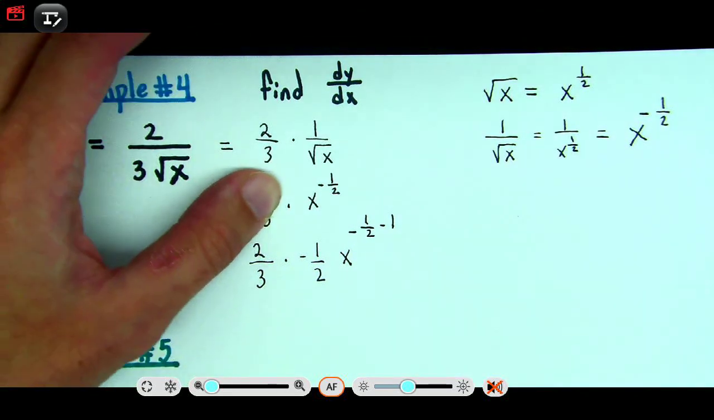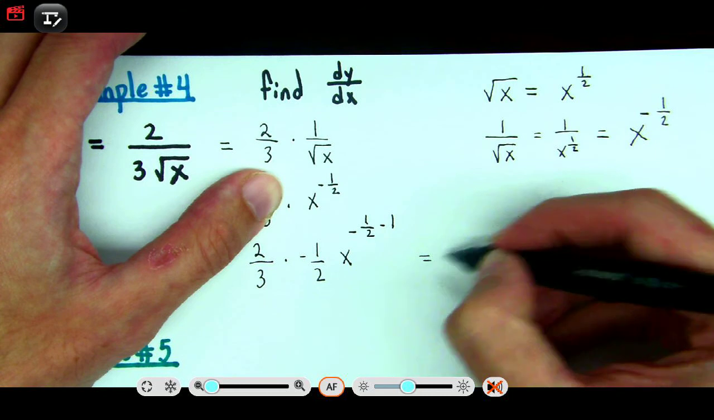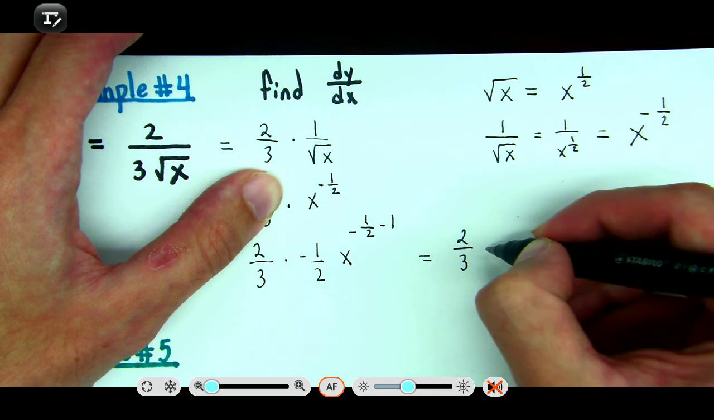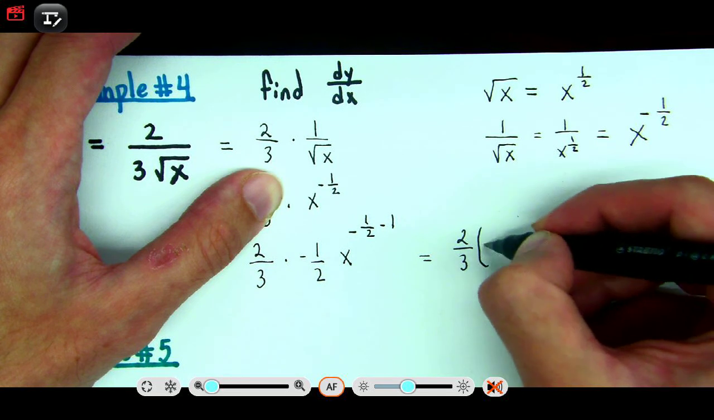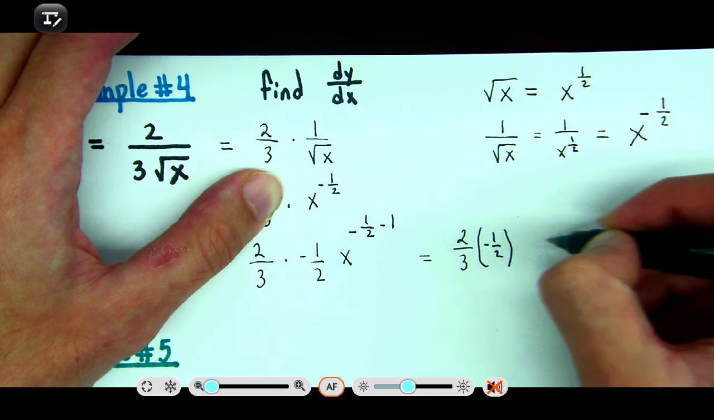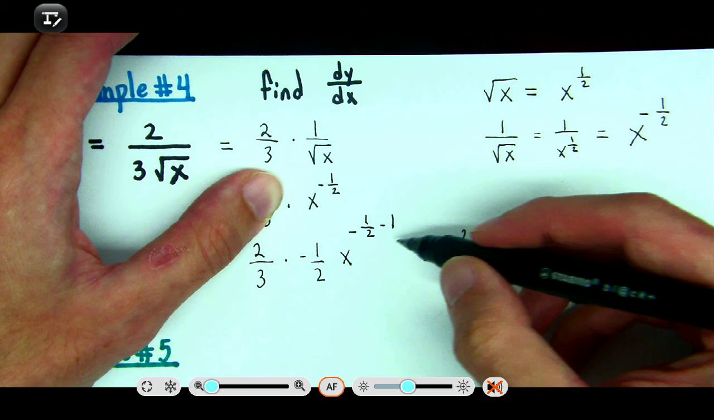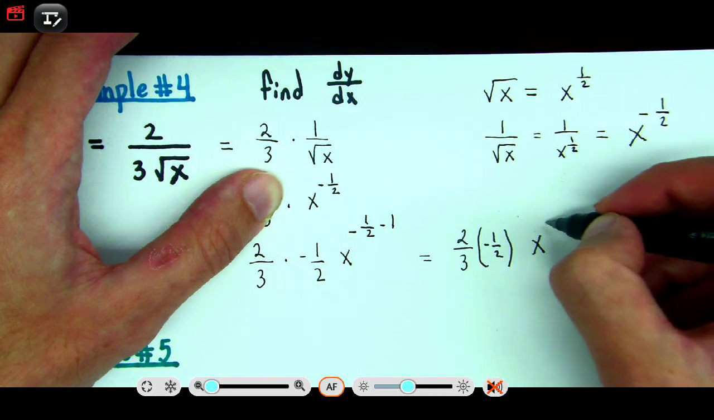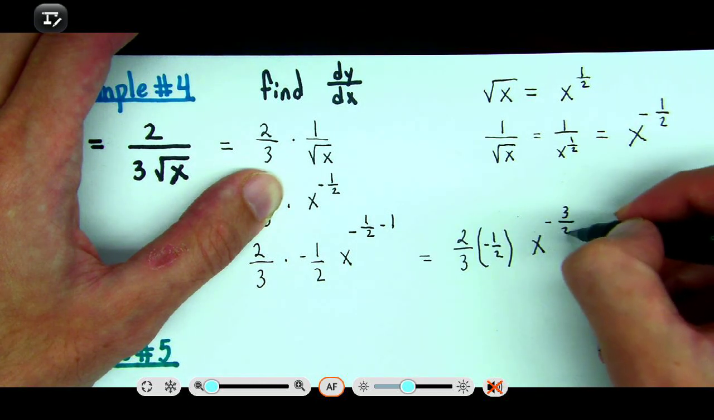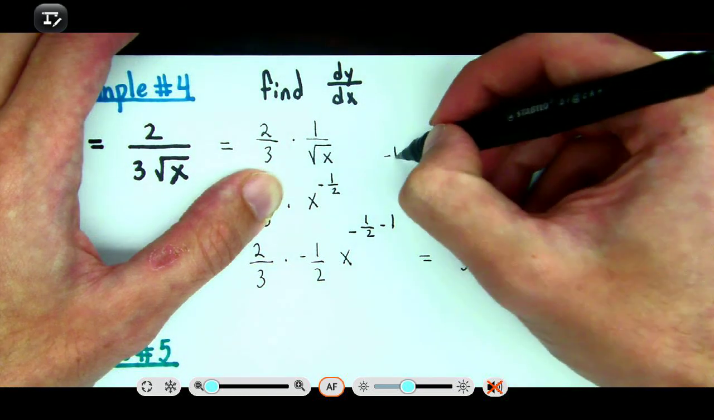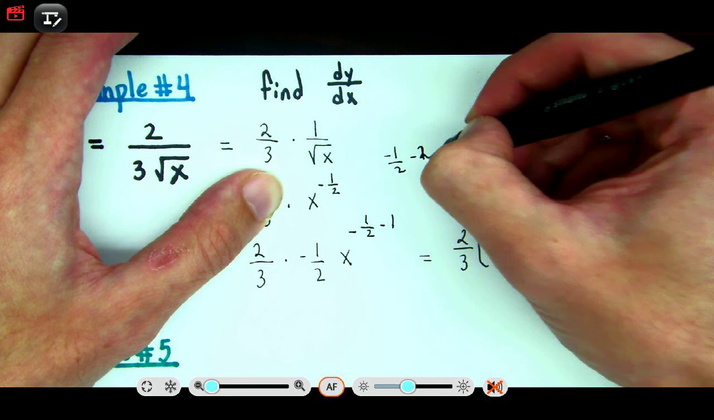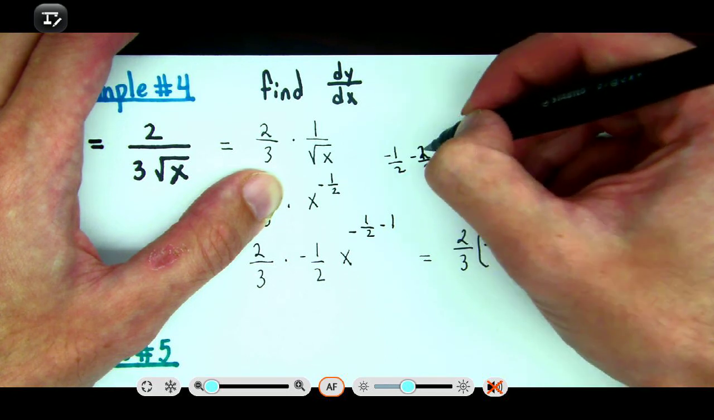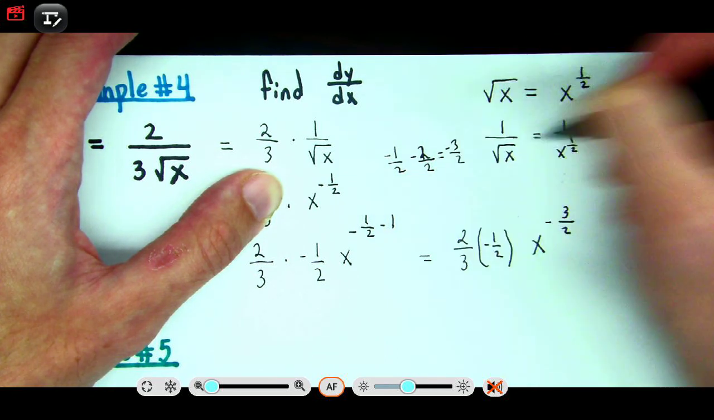But then this becomes what? 2 over 3 times that negative 1/2, so I'll say negative 1/2 times x to the negative 3 over 2. Because what is negative 1/2 minus 1? That's negative 1/2 minus 2 over 2, which is negative 3 over 2. And that's what we have here.